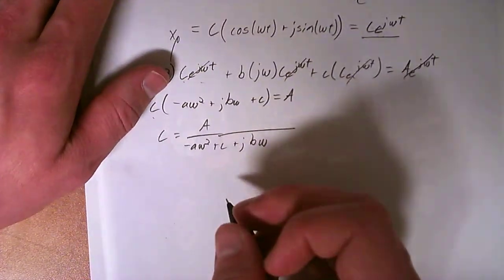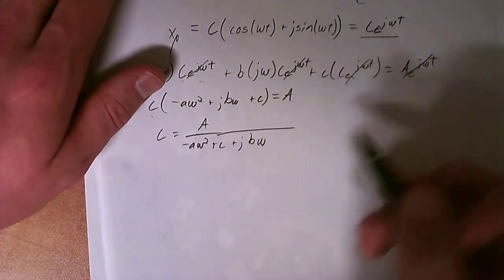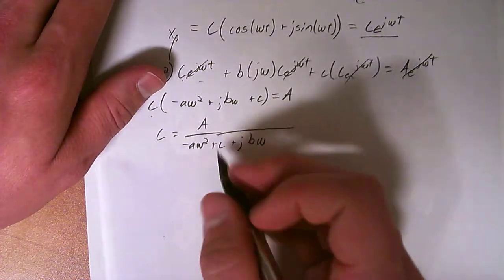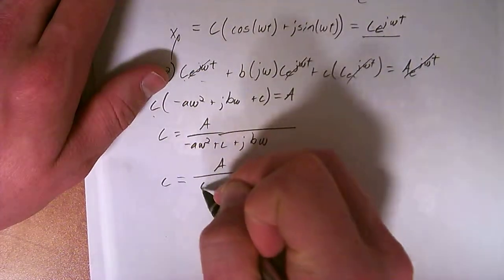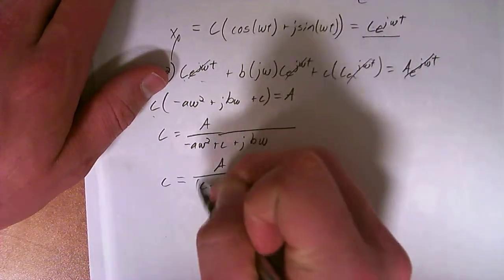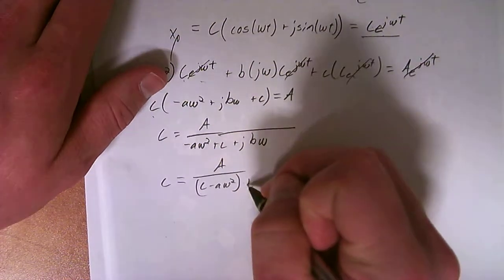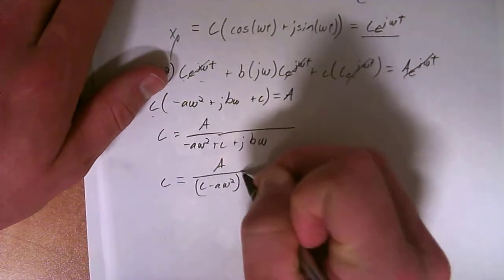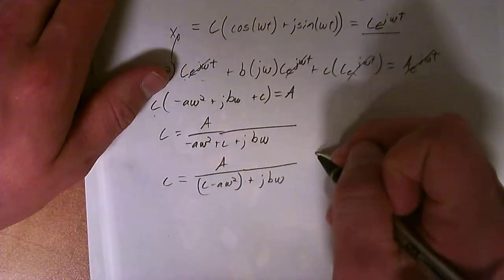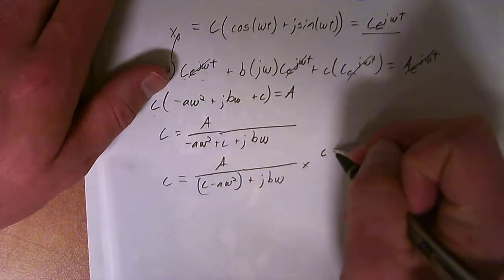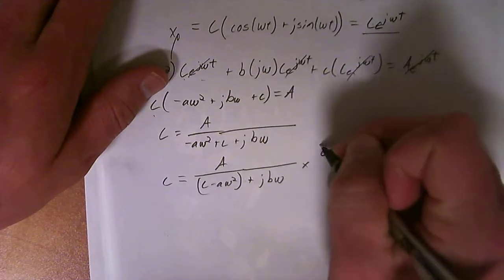So c is equal to a all over negative a omega squared plus c plus j b omega. Okay, so then we want to clean this up a little bit. So what I'm going to do is take C is equal to A all over C minus A omega squared, which you can consider by itself, plus j B omega.